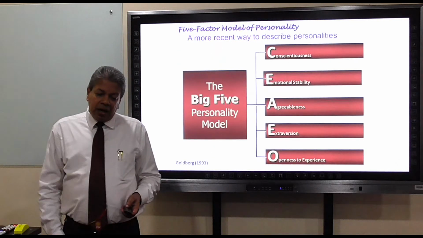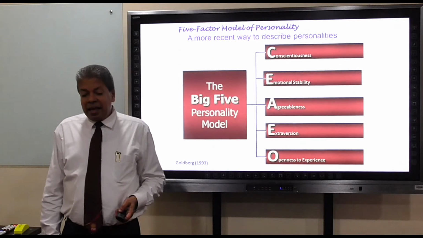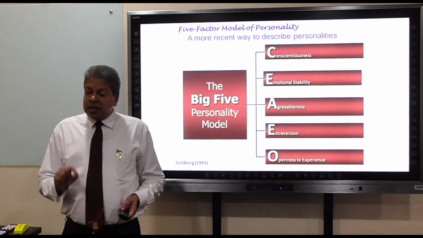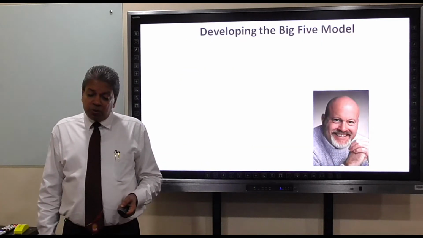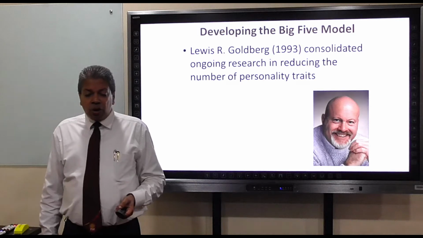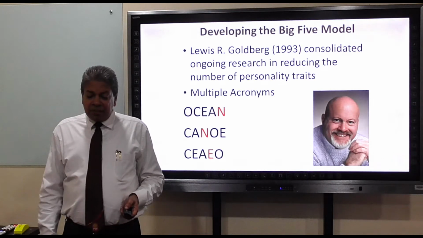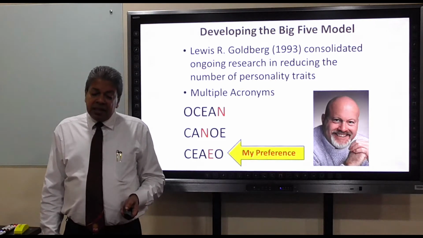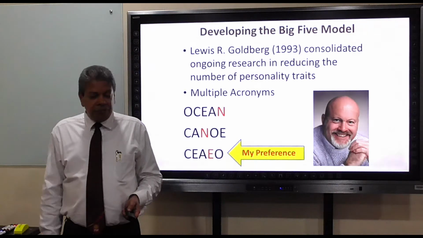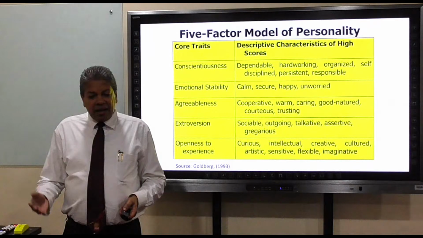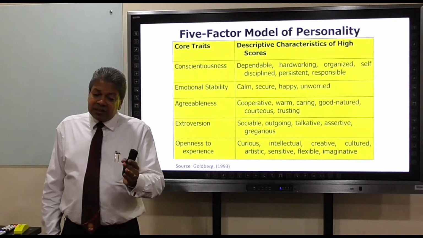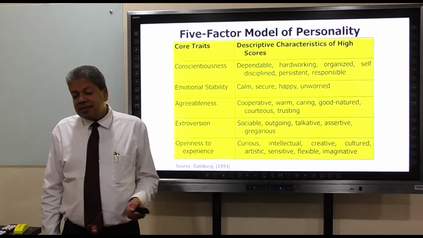So this is a very simple CEAEO: conscientiousness, emotional stability, agreeableness, extraversion, and openness to experience. So this is what Lewis Goldberg and others did. So multiple acronyms, but we prefer CEAEO with obvious reasons, as we discussed in the class. And then these are the core traits on one side, and descriptive characteristics of high scores.